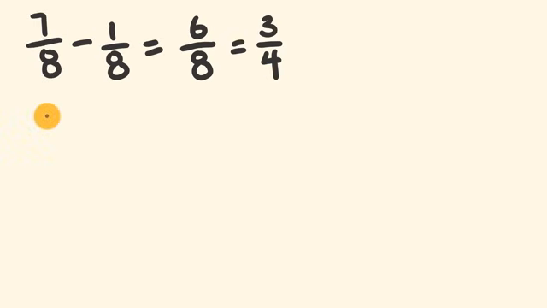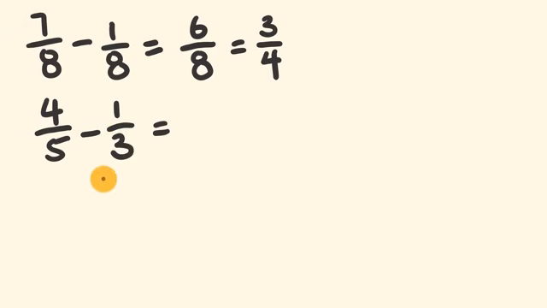What about if we have a different denominator? Say we have something like this. Say we have 4/5, and from this I want to subtract 1/3. Okay, I think you can guess how we're going to do this. To get the bottom number, we multiply. 5 times 3 is equal to 15.